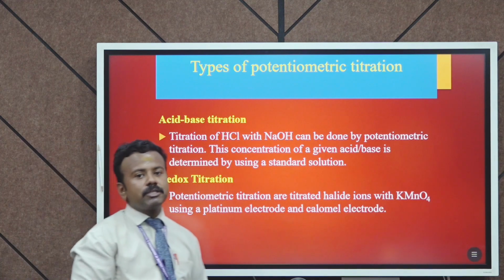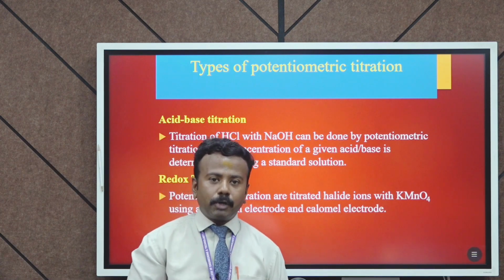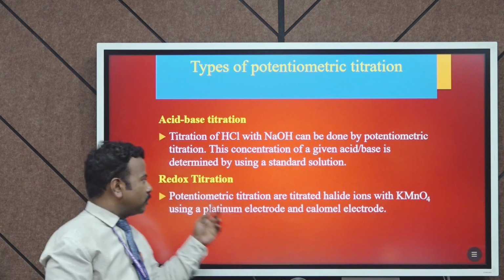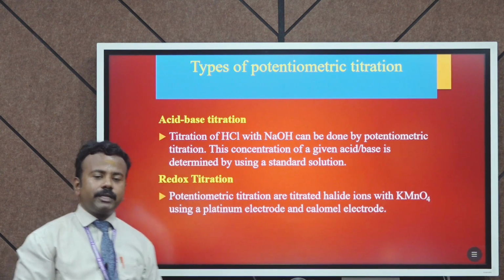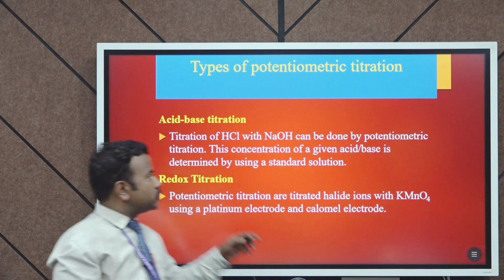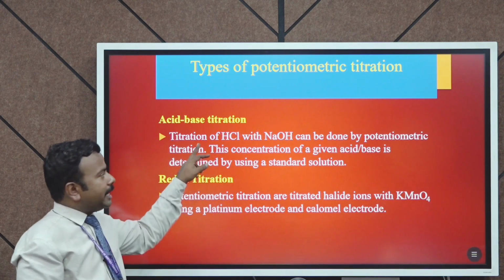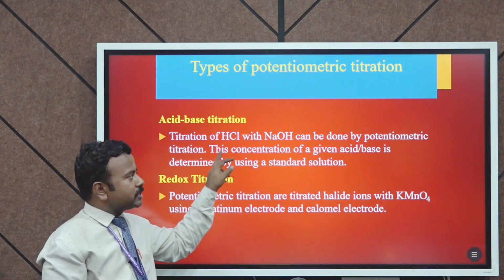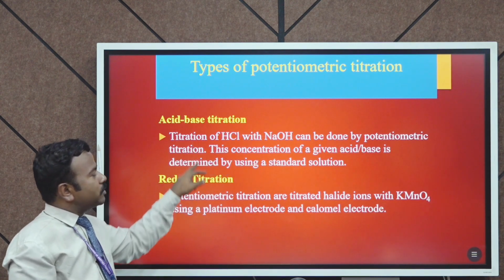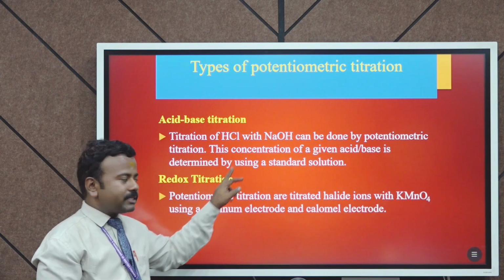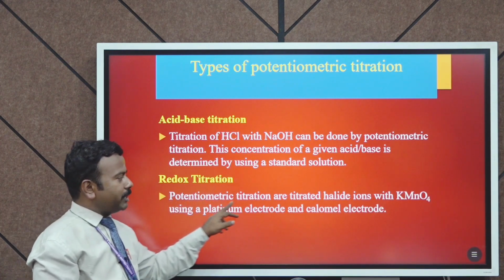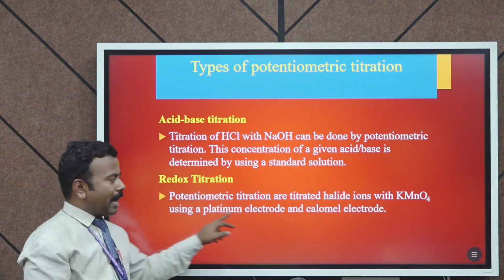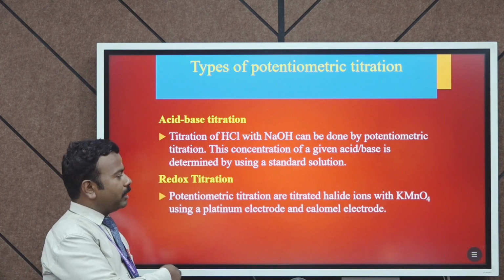These are all the types of potentiometric titrations. Normally there are different types: acid base titration, redox titration, precipitation titration, and complexometric titration. First, acid base titration: the titration of HCl and NaOH can be done by potentiometric titration, with the help of a standard acid. That is called acid base titration. In redox titration, halide ions are titrated with KMnO4 using a platinum electrode and a calomel electrode.